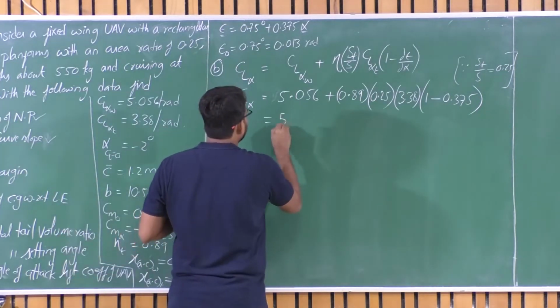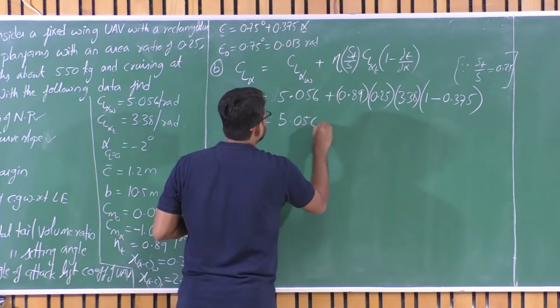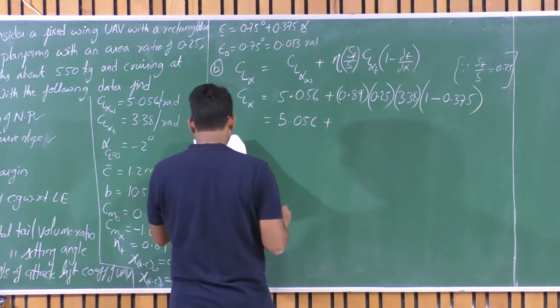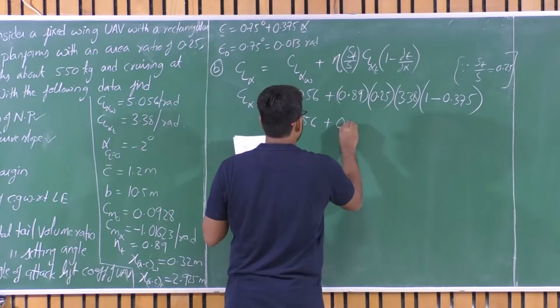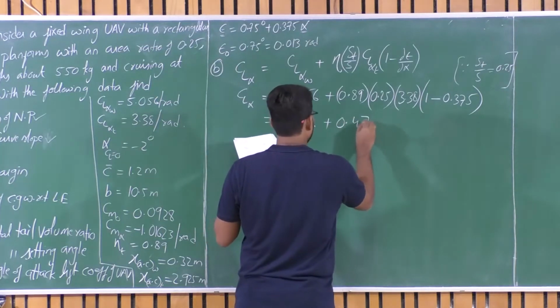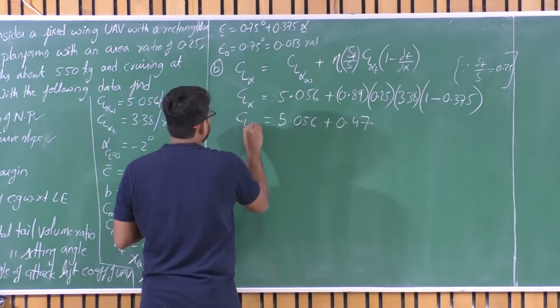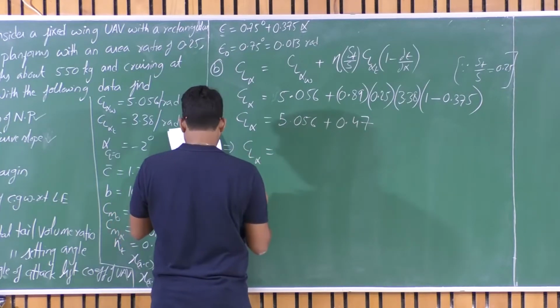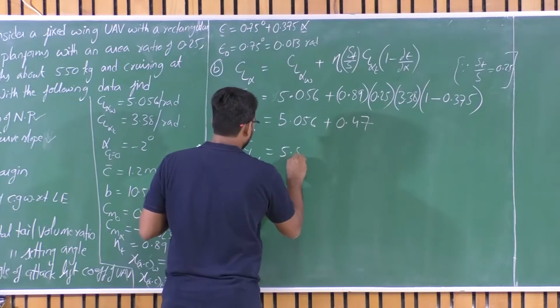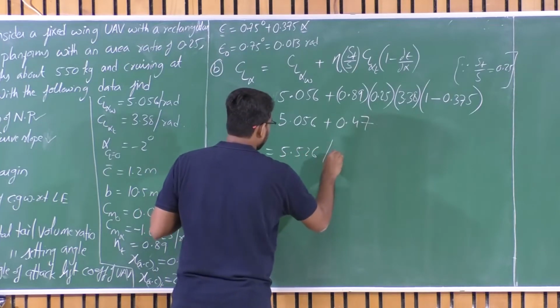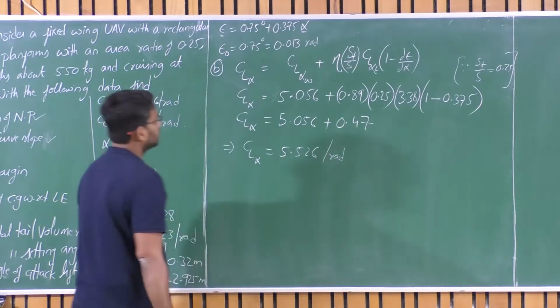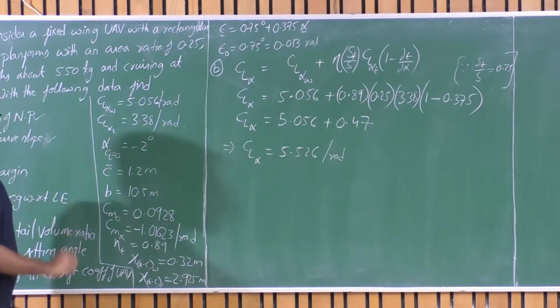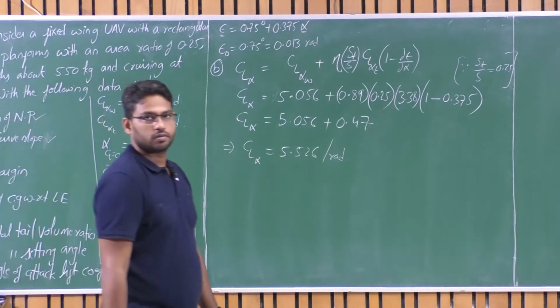So CL alpha contribution from the wing is 0.056, plus the tail with the correction factor we have 0.47, right? So CL alpha of the entire aircraft is 5.526 per radian. Okay? Simple, straightforward question. No complexity.